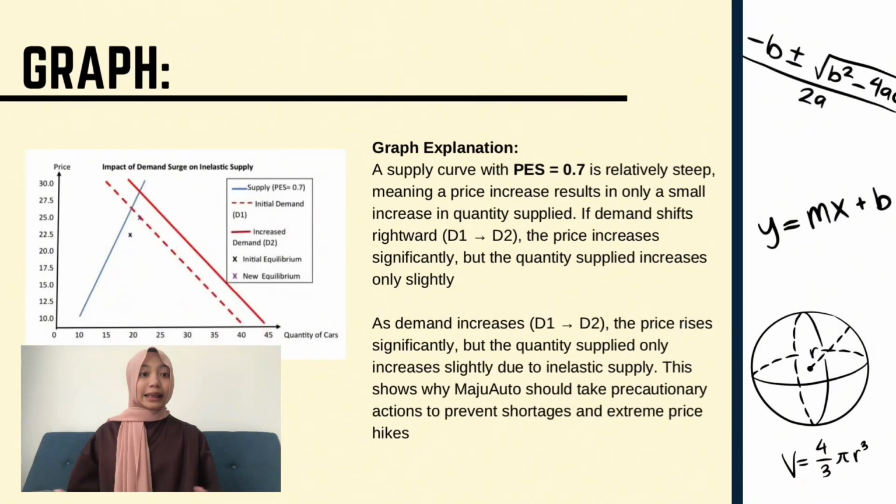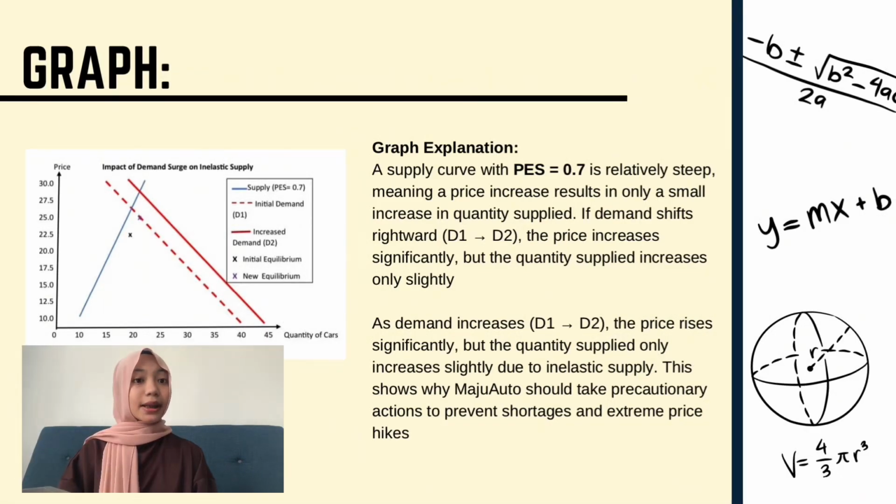Now let's look at the graph. As we can see, a supply curve with PES equal to 0.7 is relatively steep, meaning a price increase leads to only a small increase in quantity supplied. If demand shifts to the right, like D1 to D2, the price increases significantly, but the quantity supplied only increases slightly due to inelastic supply. This shows why Maju Auto should take precautionary action to prevent shortage and extreme price hikes.